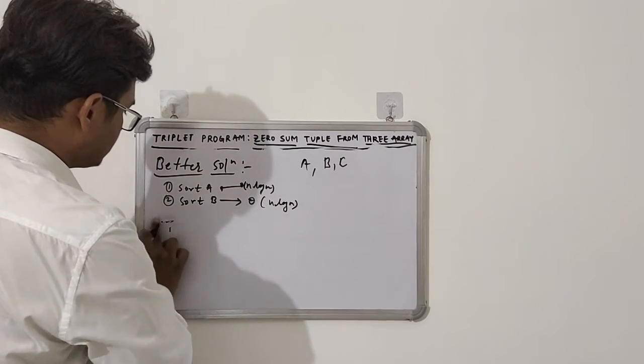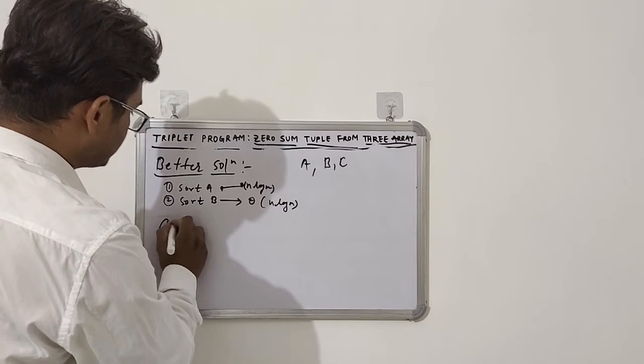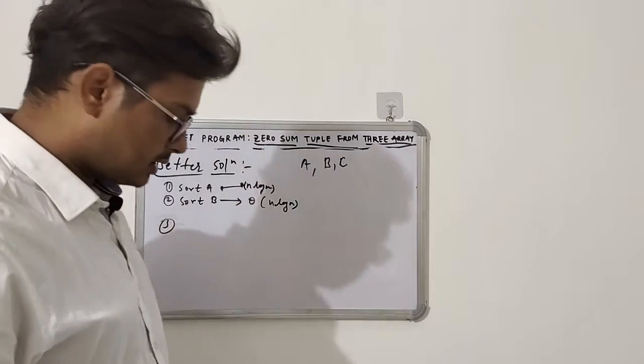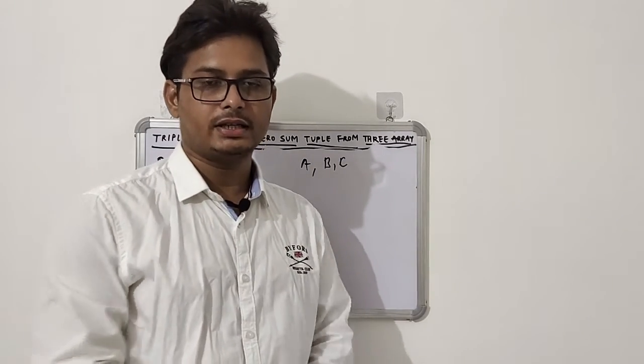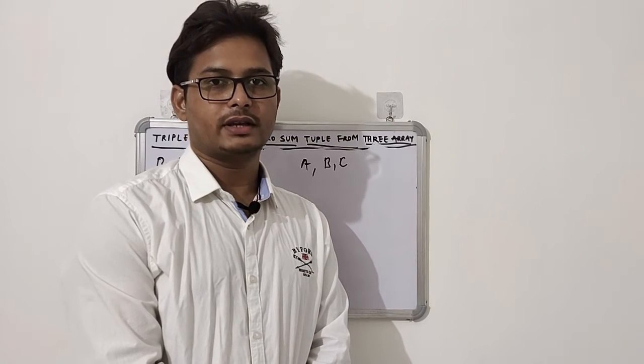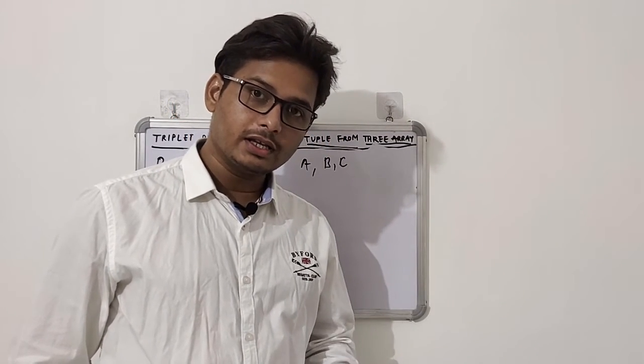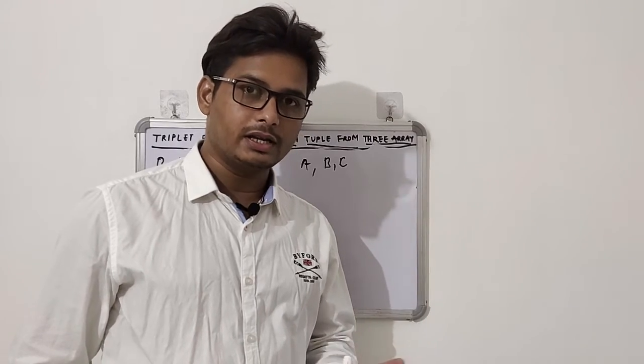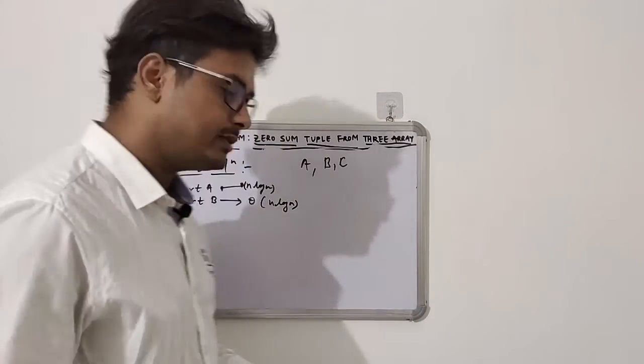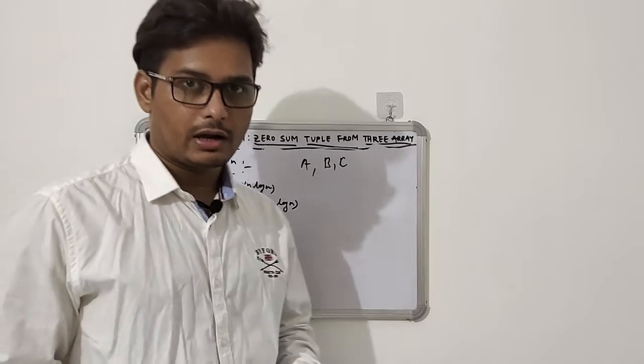Okay, now the third step. What will be the third step? Create a matrix of size n square and store the sums of all the elements of array A and array B. Let me show how we will store.